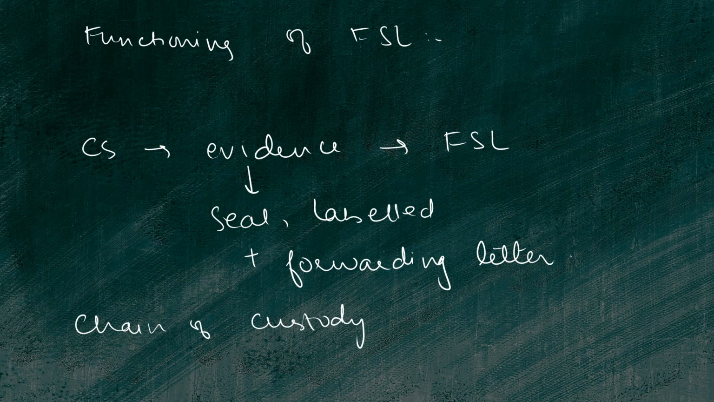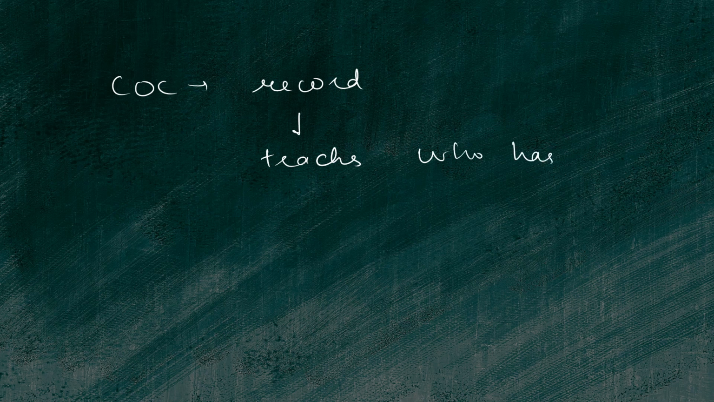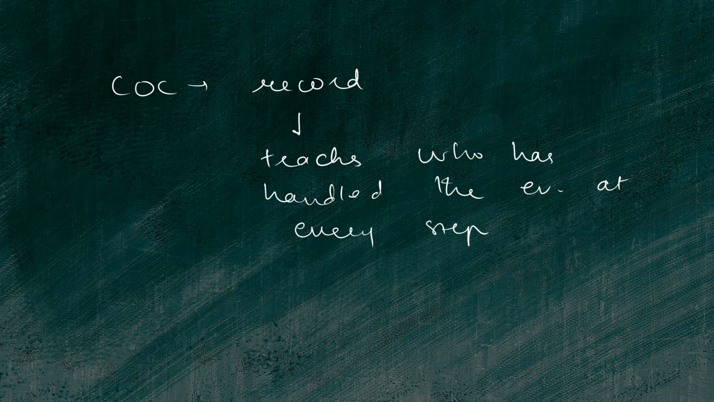Chain of custody. So chain of custody is basically a record that tracks who has handled the evidence at every step. From the crime scene to the courtroom, whoever has handled the evidences should write their name and the time in the chain of custody report. Think of it like a security log for evidence.